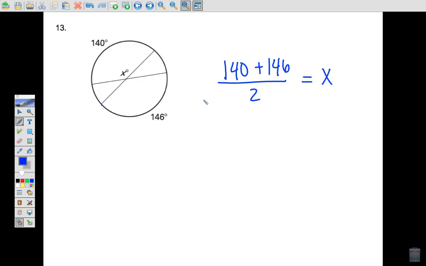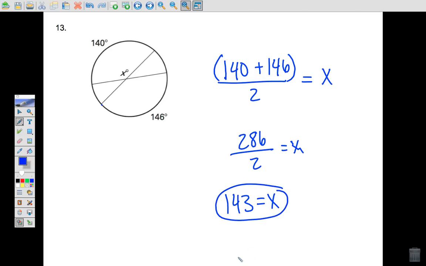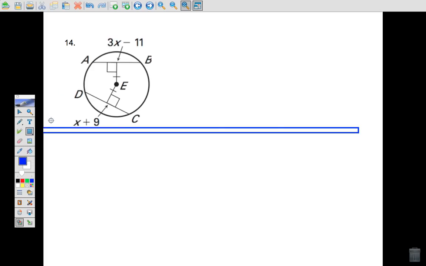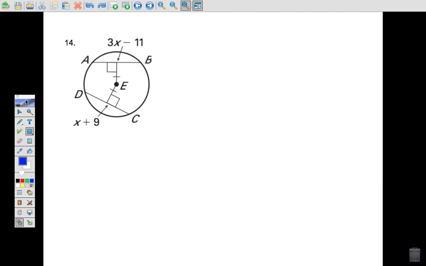So if I add 140 plus 146, I get 286. And I would do that in separate steps before I divide by 2, because otherwise you need parentheses around that. And so if I actually divide that by 2, I get 143 for x, and that's what you should have gotten. Remember, you can always pause the video if you need to see it or rewind it.